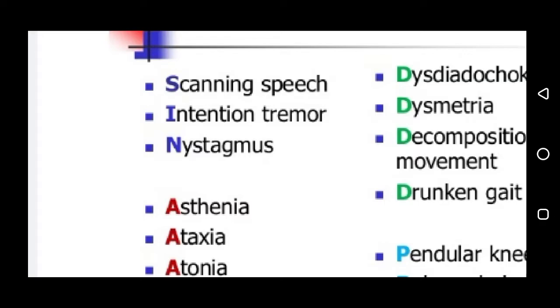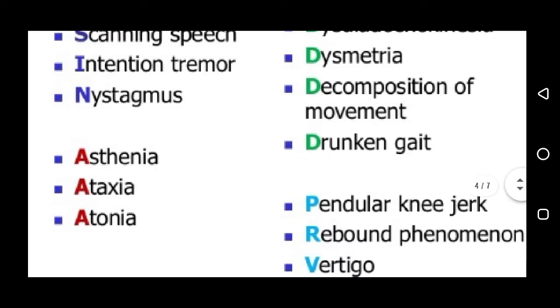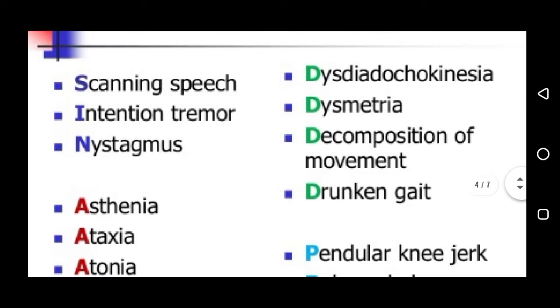So these are the main signs: ataxia, scanning speech, intention tremor, nystagmus, asthenia, atonia, dysdiadochokinesia, dysmetria, decomposition of the movement, drunken gait, pendular knee jerk, rebound phenomenon and vertigo. So come one by one. First there is scanning speech.